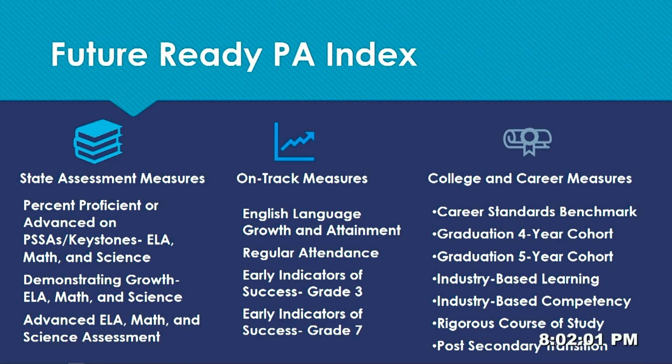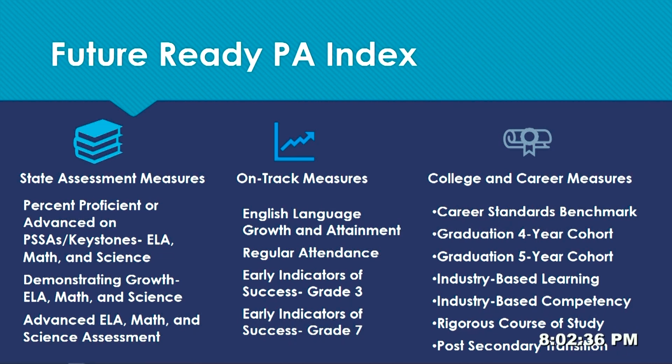The last section I wanted to talk about is the Future Ready PA Index. This is a public-facing site. As I mentioned earlier, this morning I did not see it all published, and as of this evening it was. What this does is give state measures about proficiency, proficient or advanced, both on PSSA and Keystone, for ELA, math and science. They're really looking at demonstrating growth for that ELA, math and science content, as well as making sure that we're working through getting more advanced students in those subject areas.